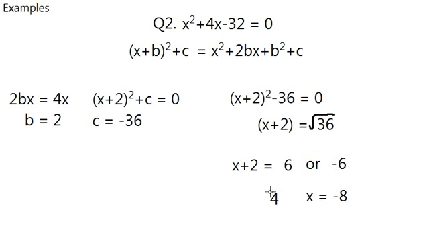Okay, so that is basically how you find a quadratic.